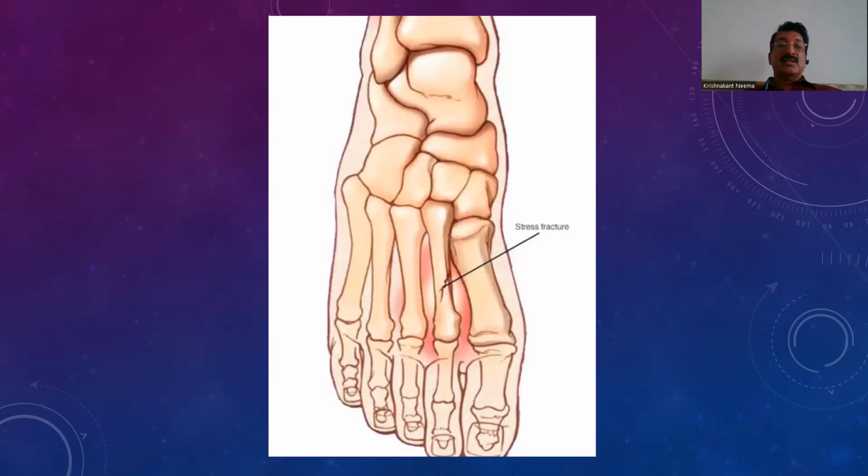You can see this stress fracture in the picture. This is a foot AP view, and you can find a fracture line going through the shaft and neck of the second metatarsal. This fracture, where there is no history of major trauma but a history of repeated minor trauma, is called a stress fracture.